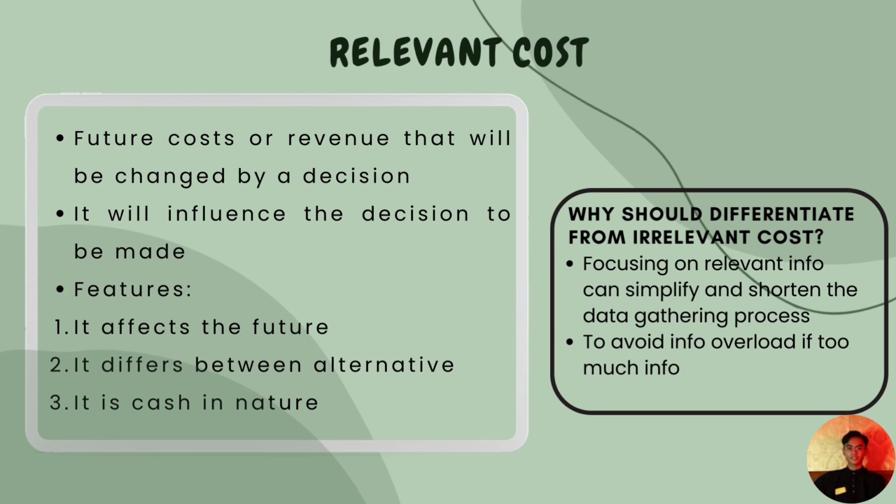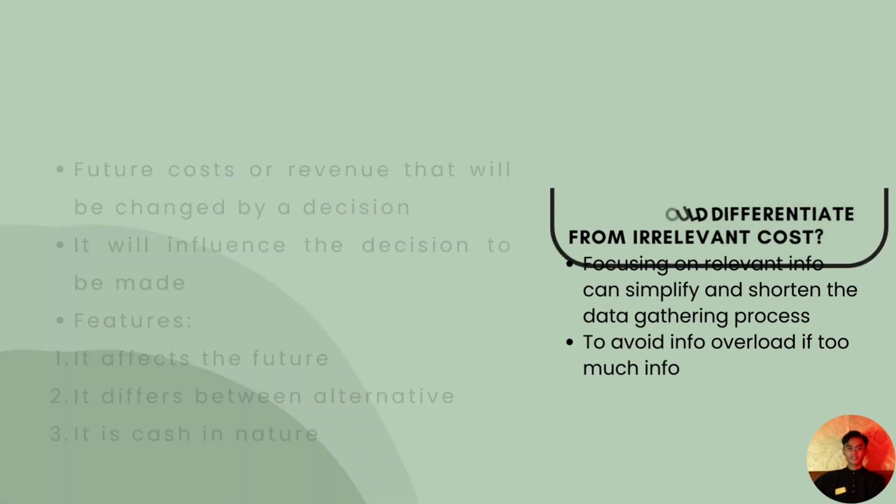There are three features of relevant cost. First, it affects the future. Second, it differs between alternatives. And third, it is cash in nature. Why should we differentiate the relevant cost and irrelevant cost? Because first, focusing on relevant information can simplify and shorten the data gathering process. And second, it avoids information overload if too much information is presented.